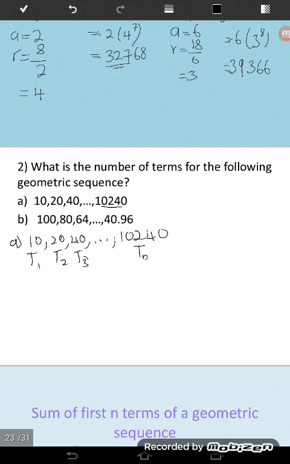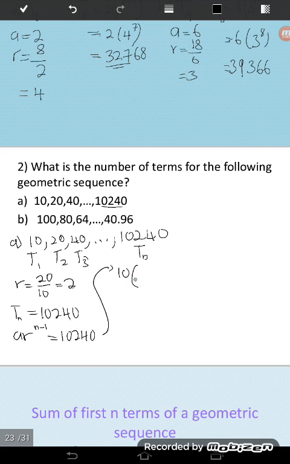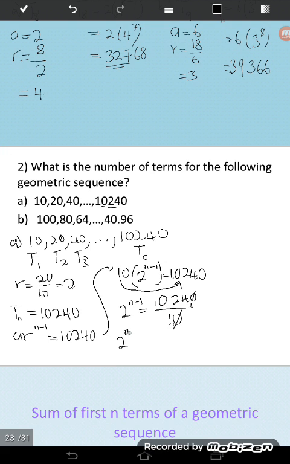Okay, so therefore first we need A. We already have T1, which is 10, so no need to write A. So find R. R is 20 divided by 10, which is equal to 2. Okay. So Tn is equal to 10240. Next, formula of Tn is A times R power of n minus 1 equal to 10240. So you have A 10, R is 2 power of n minus 1 equal to 10240. Okay, so 10 goes to the other side and becomes division. So 2 power of n minus 1 is equal to 10,240 divided by 10. Cancel zero with zero. So 2 power of n minus 1 is equal to 1024. Then solve it.